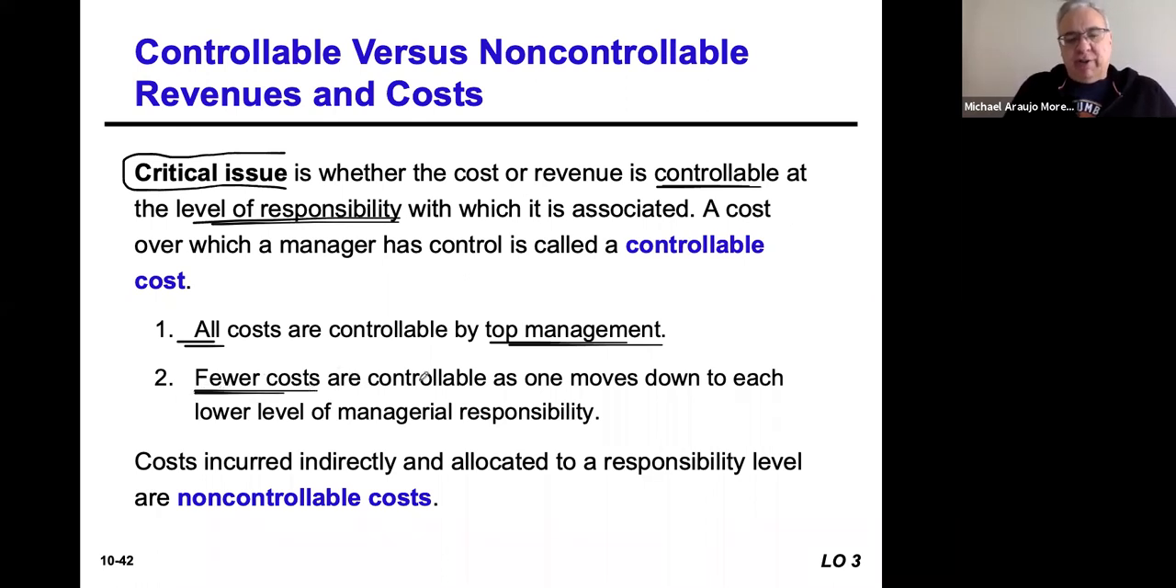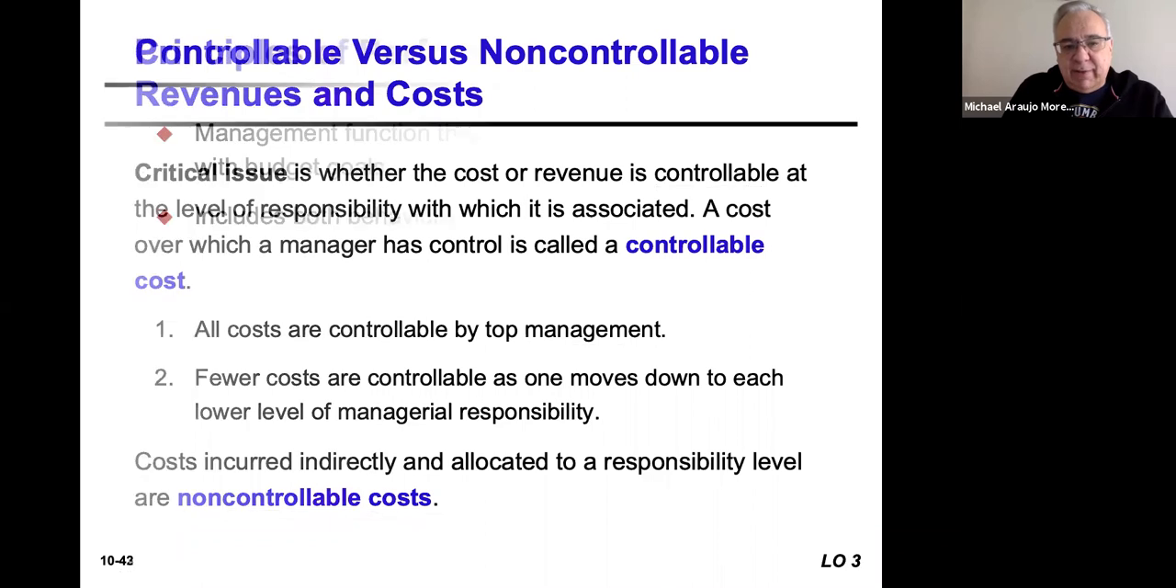Truly, fewer costs are controllable when you get to the lower levels of management, simply because they just don't have the power to impact the entire organization, but they do have a lot of responsibility and power to control things that are part of their department or their area or their segment, right? However, we do have to make sure that we understand and can identify costs that are simply not in anybody's control, not the lower level managers, not the upper level managers. There's some things that are just beyond some folks' control.